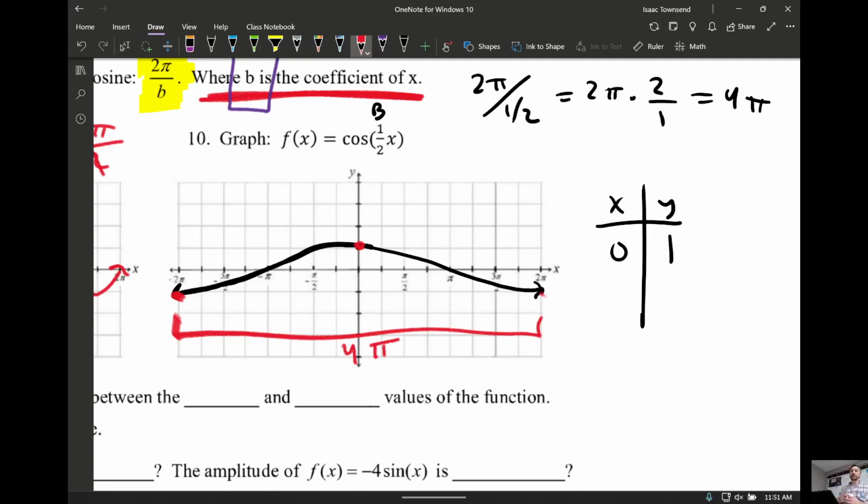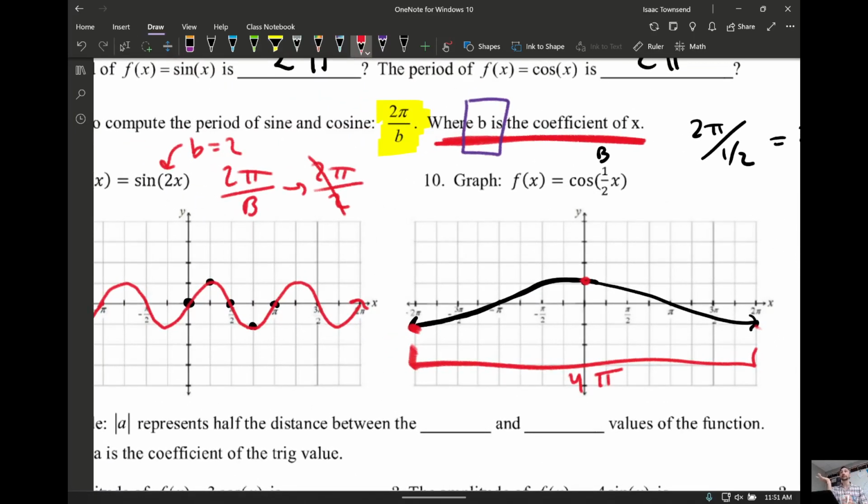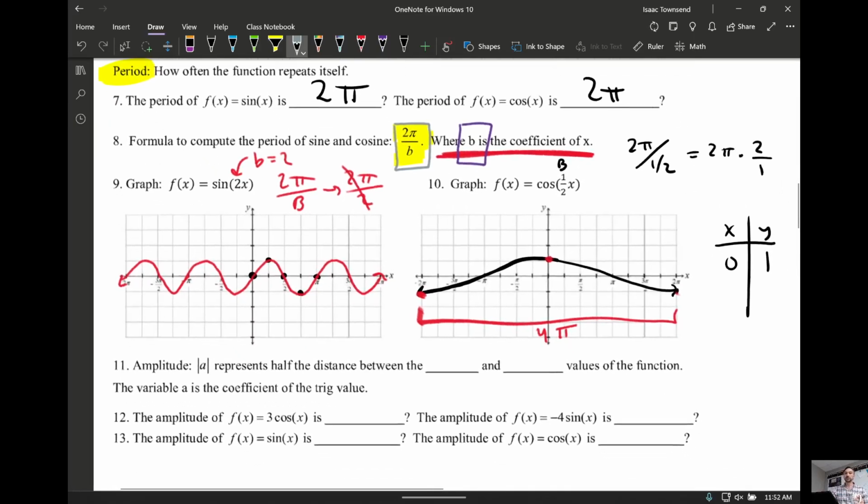Okay, so before I give you a chance to ask questions about period and then we move on, what you have to learn, and we're going to practice this for a few classes, is where b comes from. b is the number multiplied by x. You will have to memorize this formula for computing period. It's 2 pi divided by b, and you need to know what period means: the amount of space needed to see one full cycle. Other than that short introduction, any immediate questions about period before we move on to amplitude?